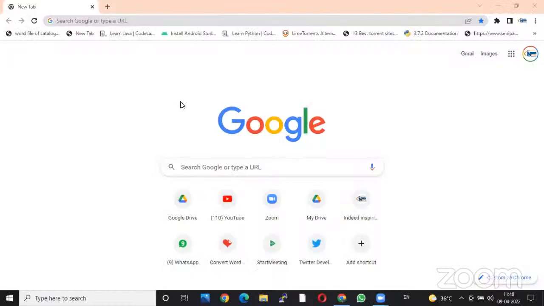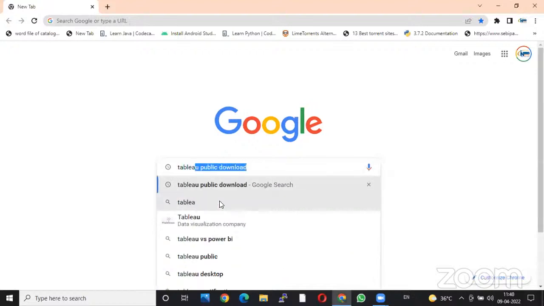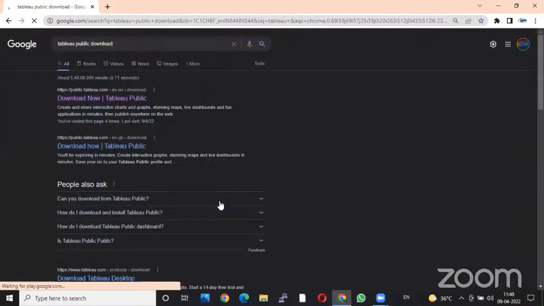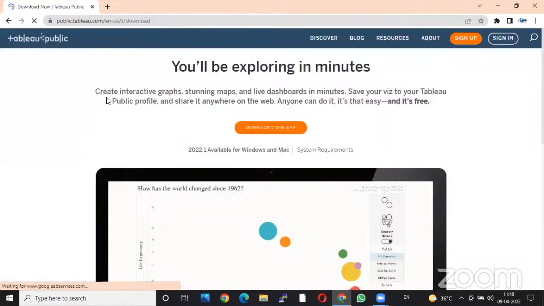So let me introduce how to install or download Tableau and use it. When you open Google Chrome, just simply type over here Tableau public download. Make sure you are downloading Tableau Public because Tableau Desktop is a paid version and it is very costly. It's around $70 to $100 per month and it is generally used by the industry. And I will let you know the difference between public and desktop, why it is paid and why it is free. Okay, so just click on the first link, that is download now.